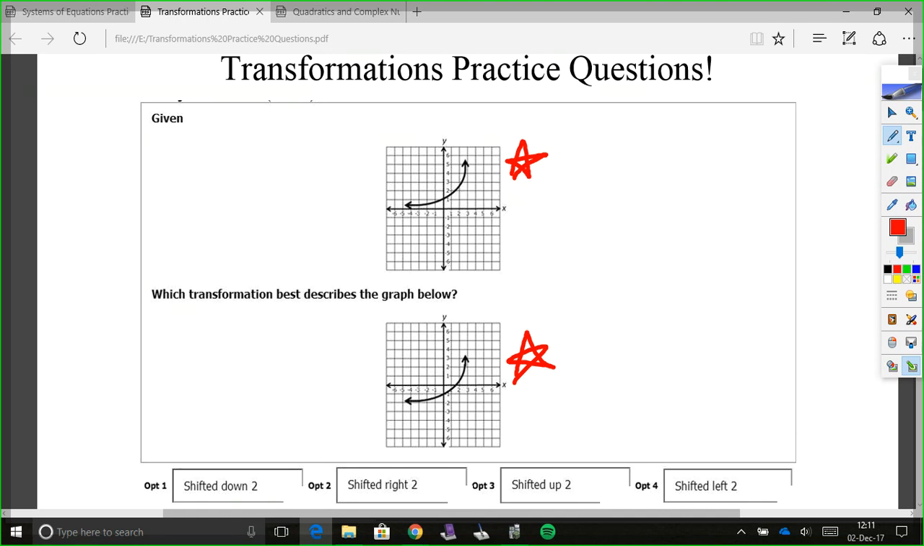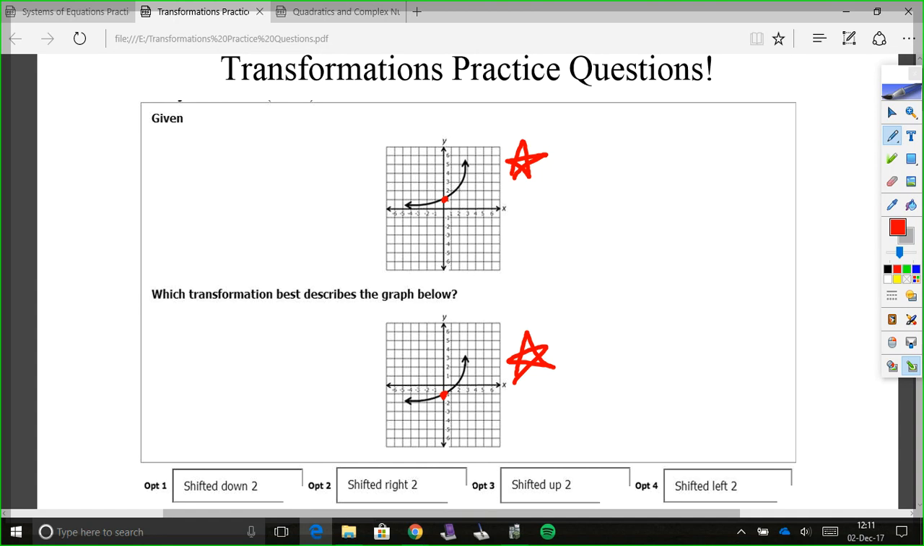Well, just pick any point and see where that point went. I think the most obvious point is the one here on the y-axis. It was at 1 originally, and now it's at -1. So it seems as if that point has been moved down 2. Now you can't always rely on that, but that's how I think best.